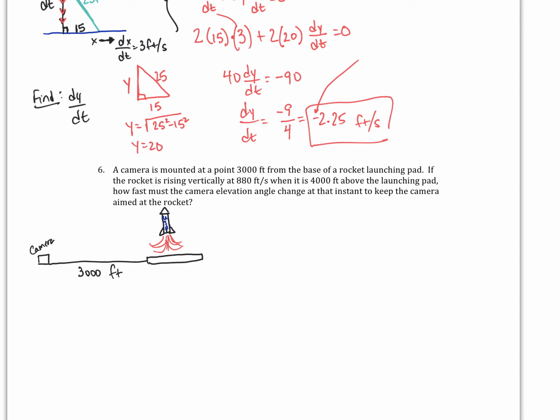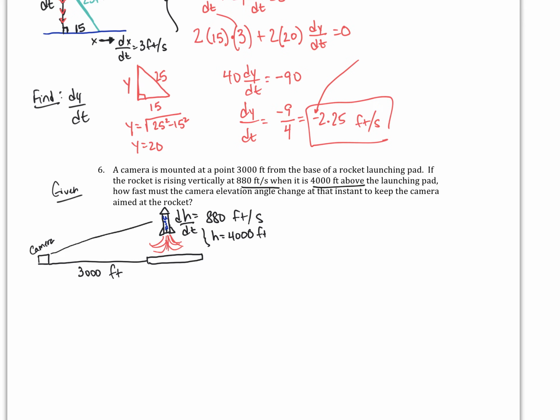Anyway, so it's going up, and it is rising vertically at 880 feet per second. So I'll just call this h instead of y, because it's the height. This is all that I'm given in this drawing: dh/dt is 880 feet per second, and I know that the height right here, h, is 4,000 feet. Okay, I drew everything. What the heck am I solving for?